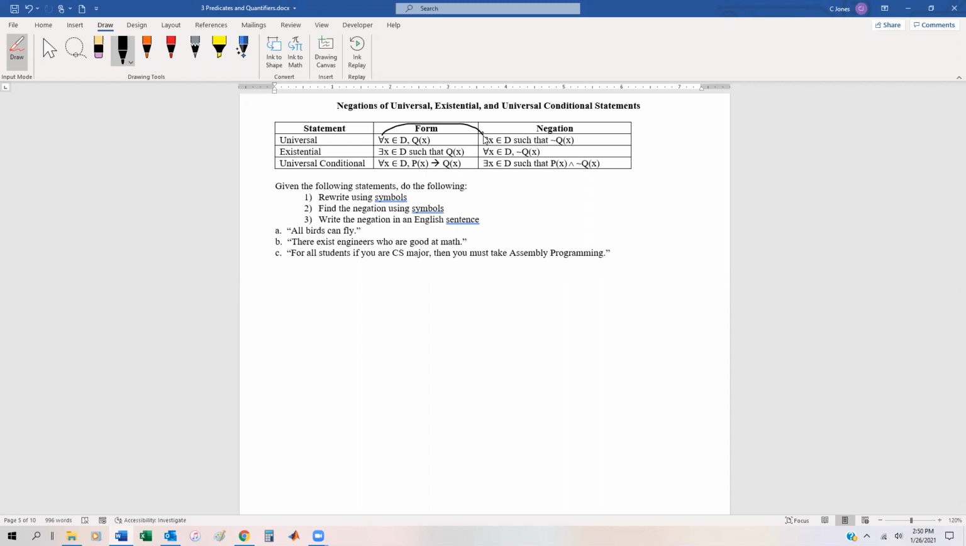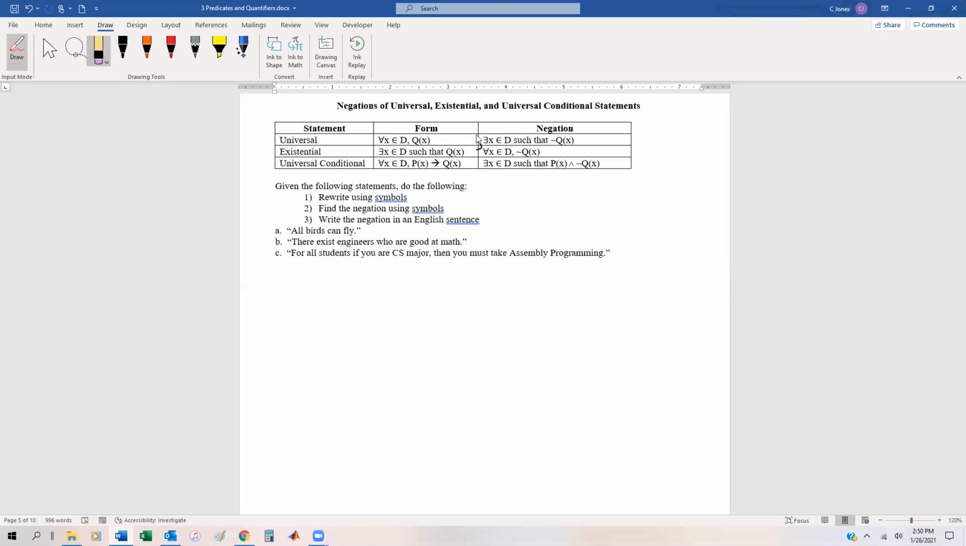So it's going to become an existential statement, and then we're going to take the negation. Of course, every time we have an existential statement, we should replace the comma with a such that. For an existential statement, to negate it, remember the original form is that there exists x in domain D such that q of x. Just like we did above, we're going to flip the quantifier, so that becomes a for all. Instead of such that, we replace that with a comma, and then we negate the predicate, so not q of x.